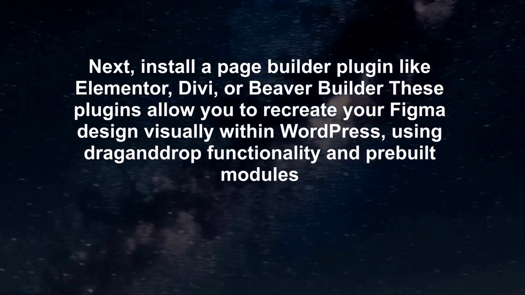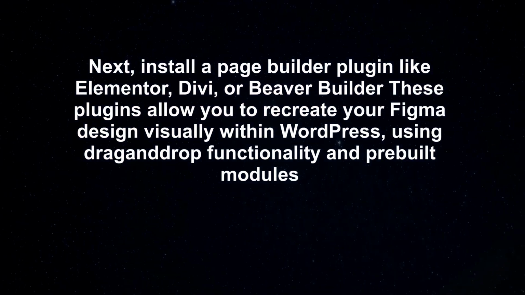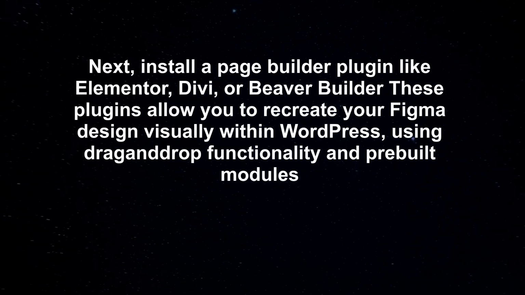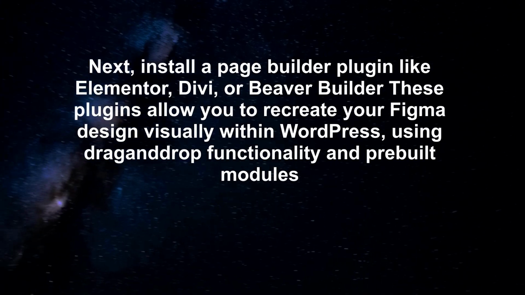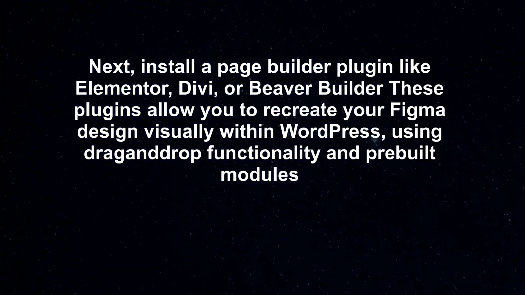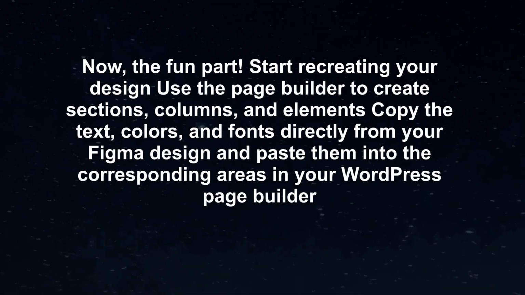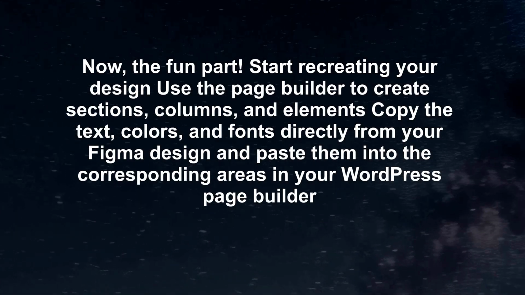Next, install a page builder plugin like Elementor, Divi, or Beaver Builder. These plugins allow you to recreate your Figma design visually within WordPress using drag-and-drop functionality and pre-built modules. Now, the fun part. Start recreating your design.